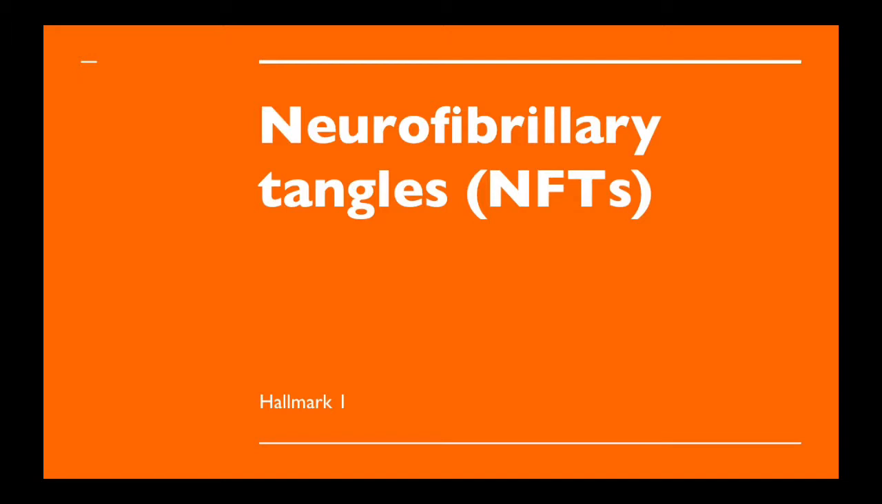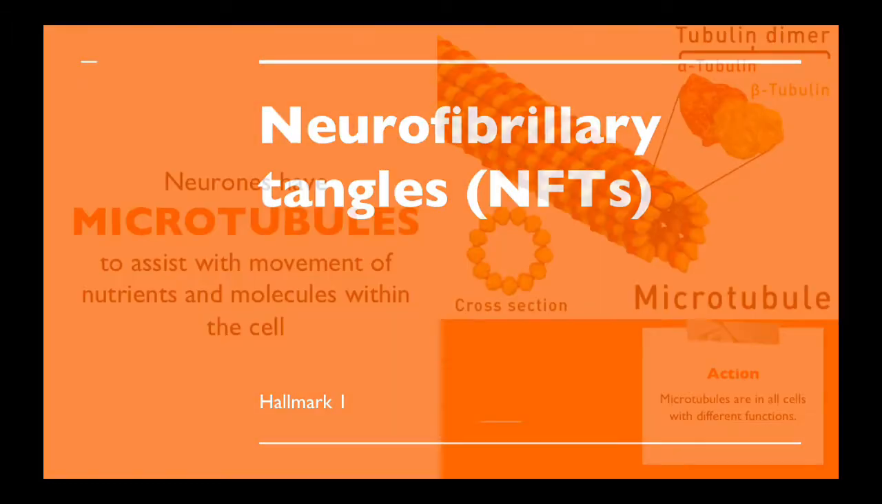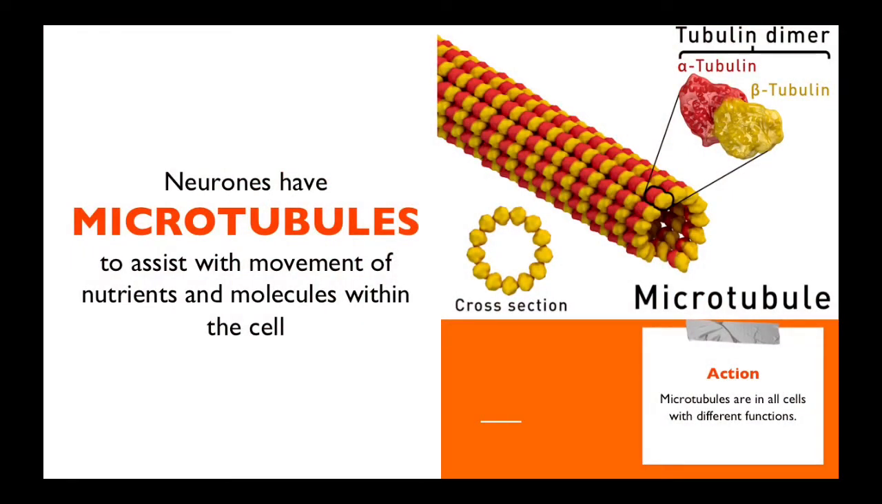The first hallmark is neurofibrillary tangles, NFTs. These are located predominantly in the axons of neurons. Microtubules are structures that are inside cells that can extend or shorten to move nutrients, cell components, or molecules throughout a cell.